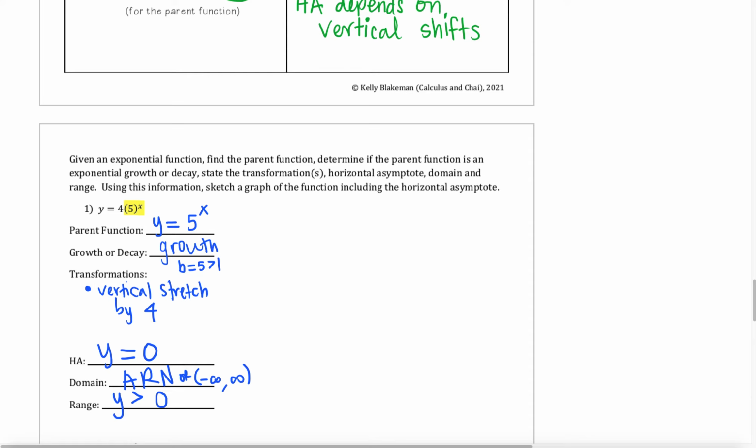So let's start with the parent function. So our parent function was 5 to the x. We know that that is an exponential growth graph. So I'm going to draw that graph right here. So I've got an x, I've got a y-axis. Since it's growing, it's starting way down here and getting bigger over time. Remember, it had a horizontal asymptote at y equals 0 to start. So this is what the parent function looks like.